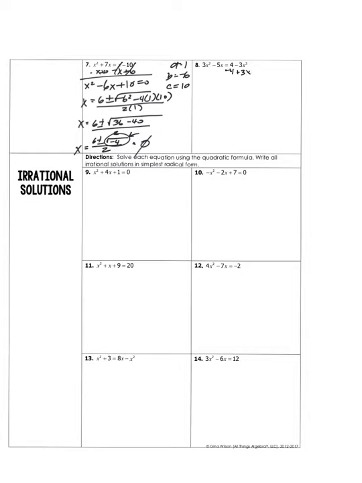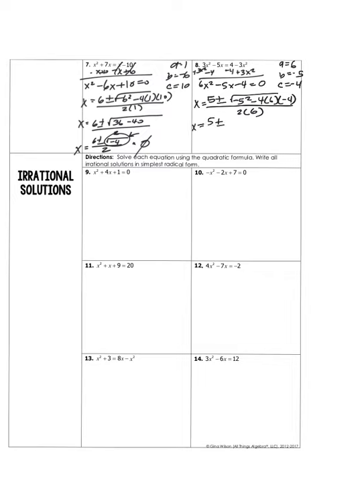Subtract 4 and add 3x squared to both sides. So we're going to get 6x squared minus 5x minus 4 equals 0. A is 6, B is -5, and C is -4. X equals -b, so this is going to become a +5, plus or minus the square root of -5 squared minus 4 times 6 times -4, all over 2 times 6.